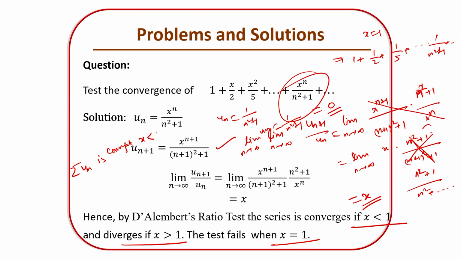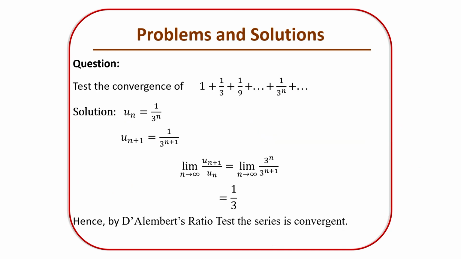if x is less than 1 as well as x is equal to 1, and divergent if x is greater than 1. This is the solution of this problem. Look at the next problem.